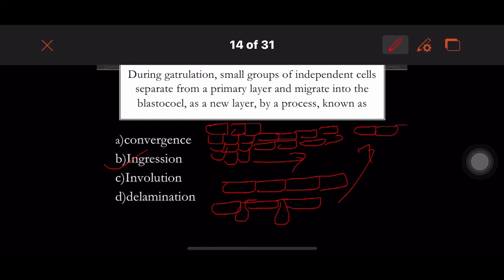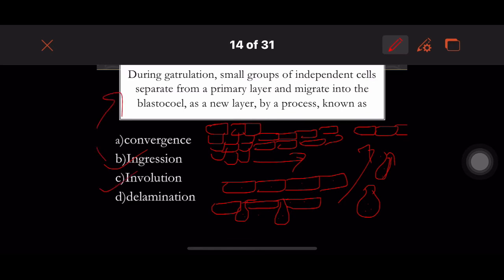तो ये layer तो ऐसे ही रहेगी और ये जो cells हैं, now they will migrate inwards into the embryo, to their proper place where they have to go. So this process is ingression. Here the cells change their shape and they migrate into the blastocoel and they form a new layer. So this process is known as ingression, and this is the right answer.